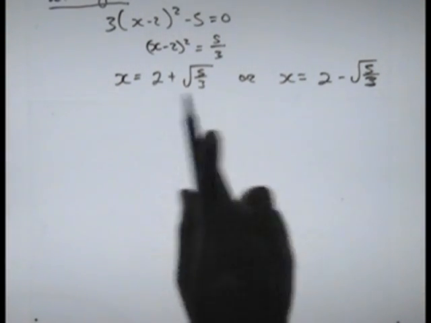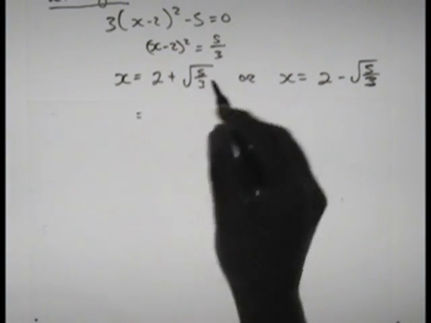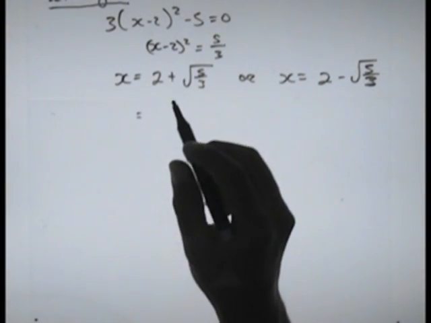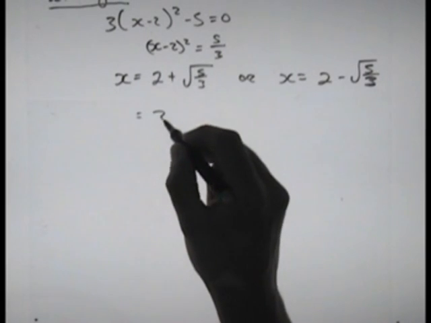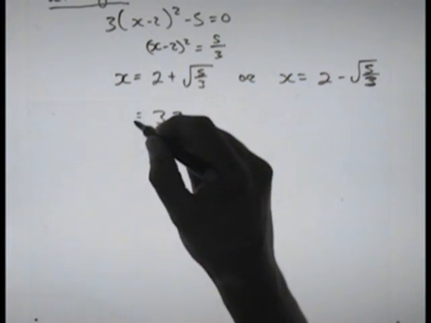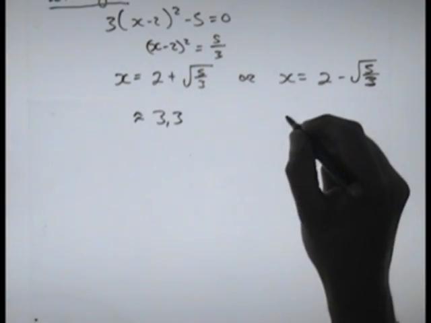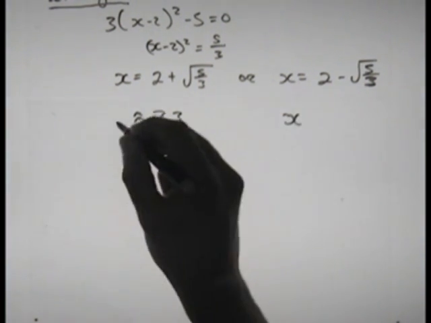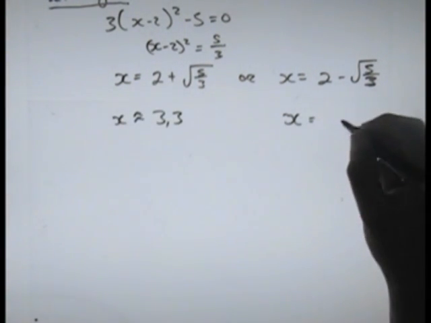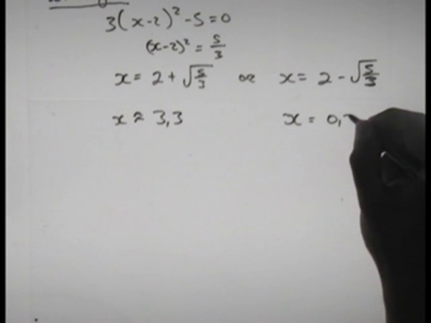Those are my x-intercepts. I'm just going to convert that, 2 plus root 5 over 3, into 3.3, which is more or less equal to. And my other x-intercept is x is equal to 0.71.